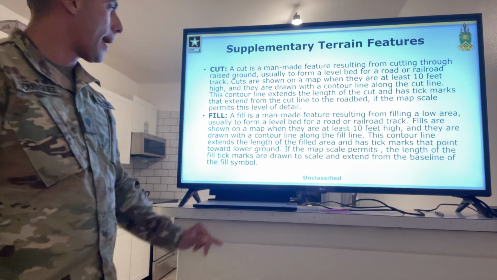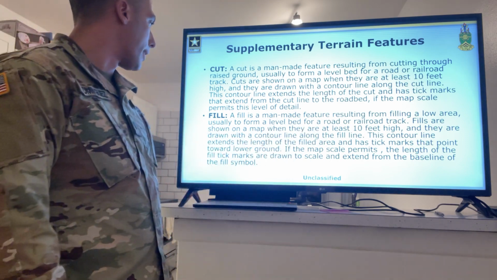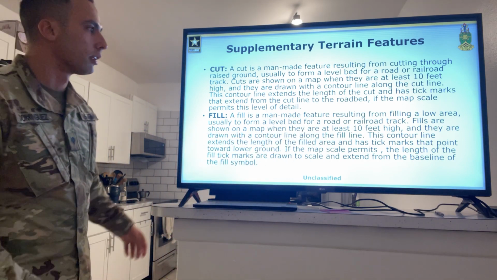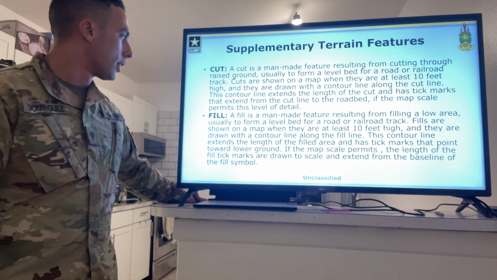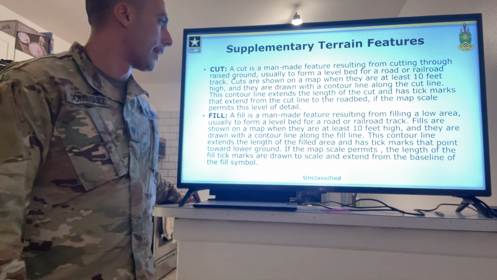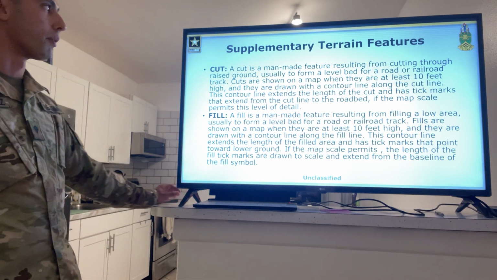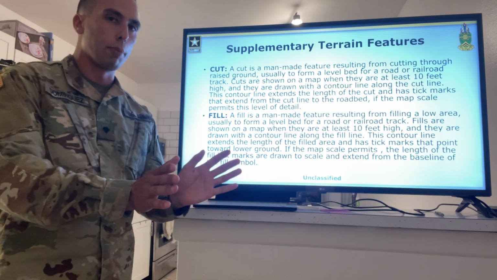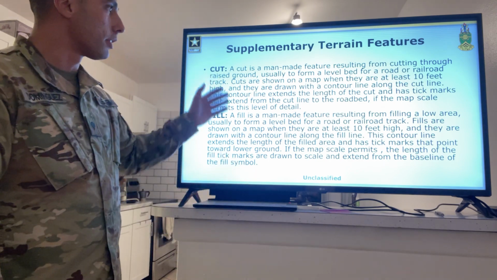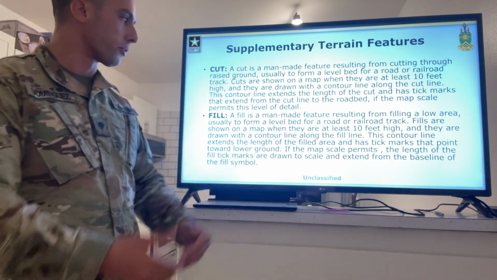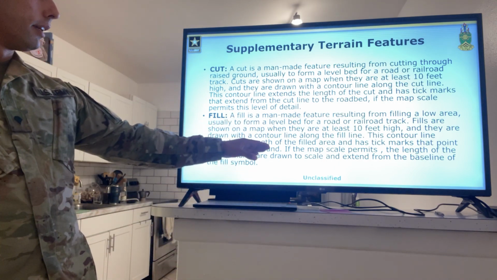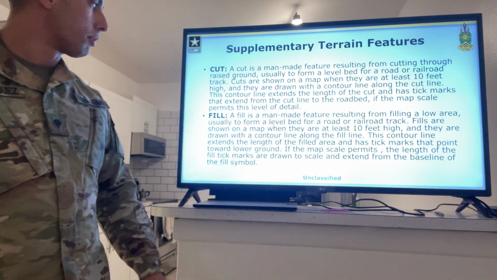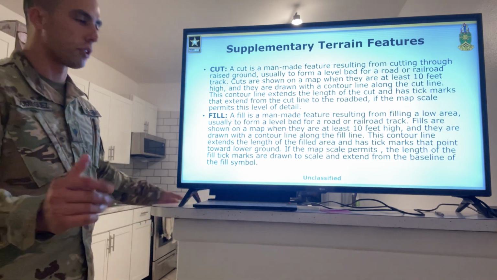So fills are shown on a map when they are at least 10 feet high, and they are drawn with a contour line along the fill line. This contour line extends the length of the filled area and has tick marks that point toward lower ground. So how you will see this is, in a fill, the tick marks will be pointing outwards, and in a cut, the tick marks will be pointing inwards. And again, if the map detail permits it, you will see this feature.